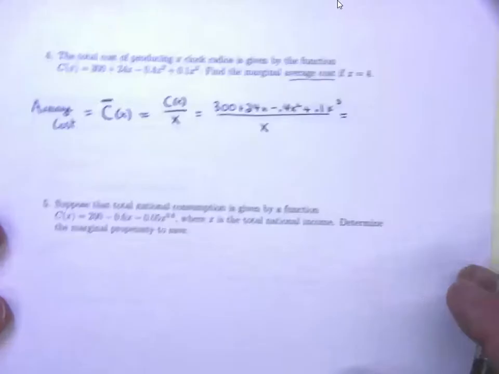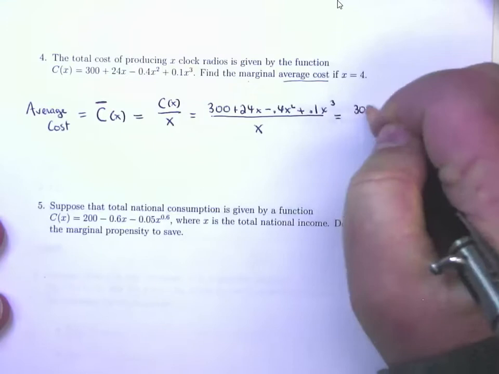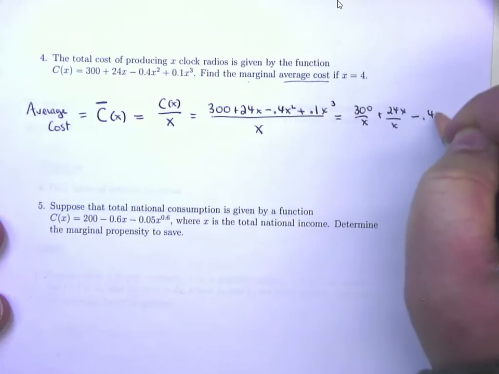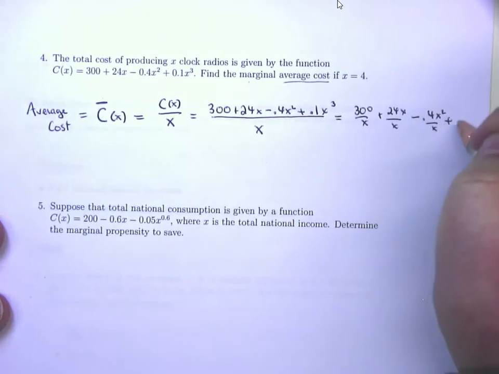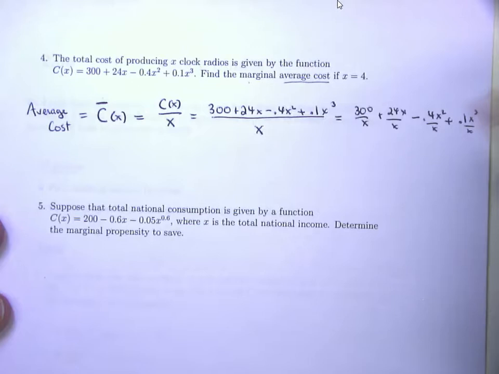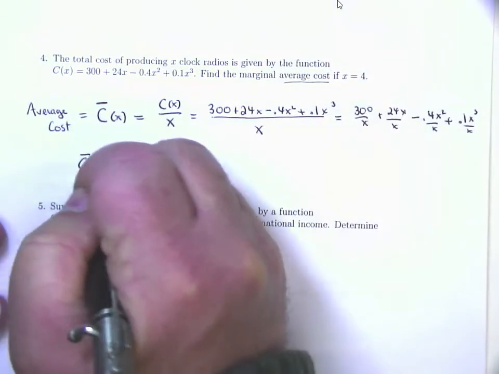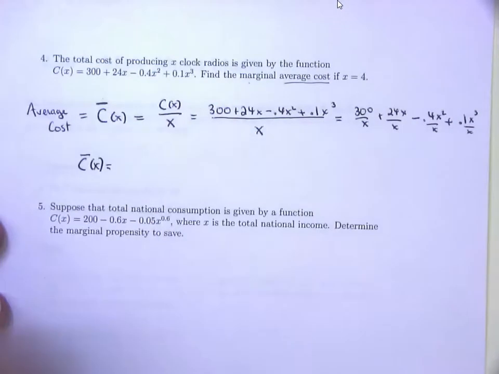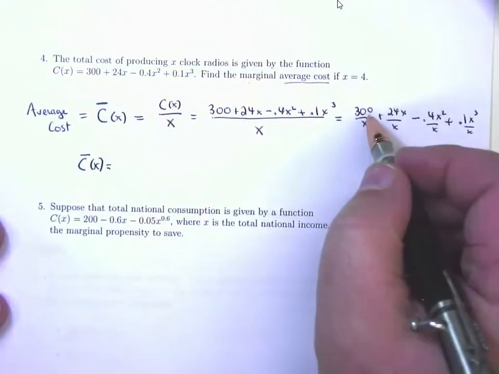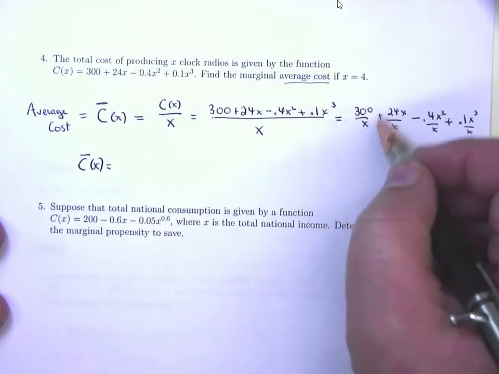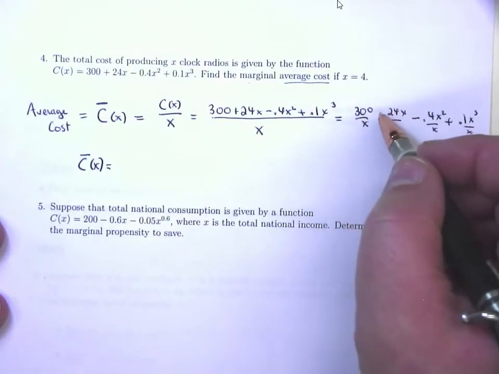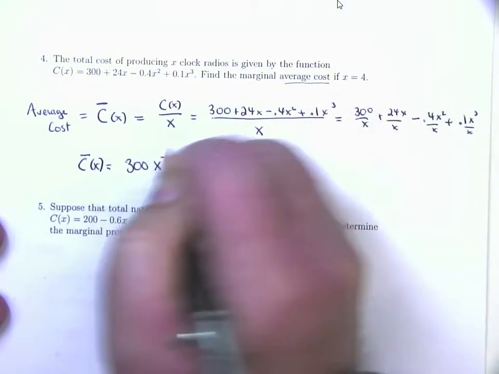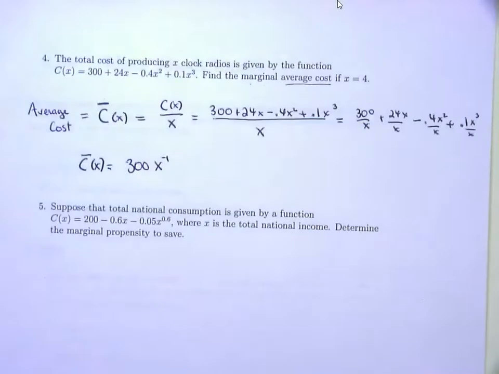So this would be equal to 300 over x plus 24x over x minus 0.4x squared over x plus 0.1x cubed over x. So your average cost equation, when you clean it up, there's nothing to clean up when you've got 300 divided by x, but I can clean it up a little bit because I'm going to take a derivative. So when I divide by x, I can bring it to the top and it becomes x to the negative 1. So this is 300x to the negative 1. When you bring things to the top, make the exponent negative.